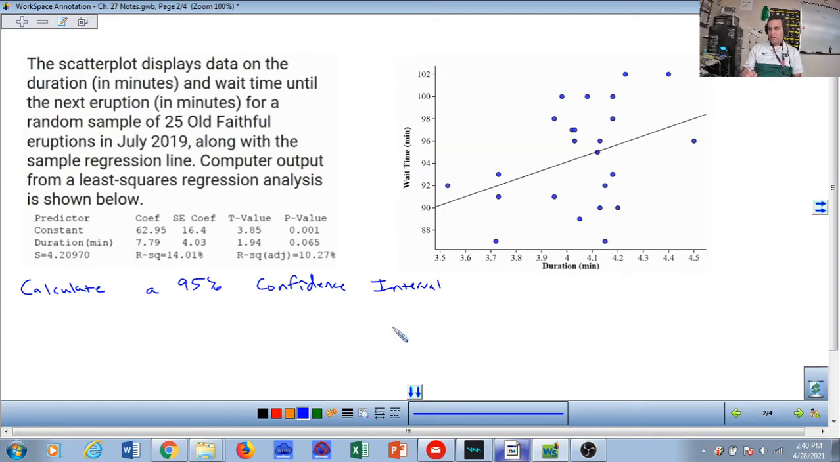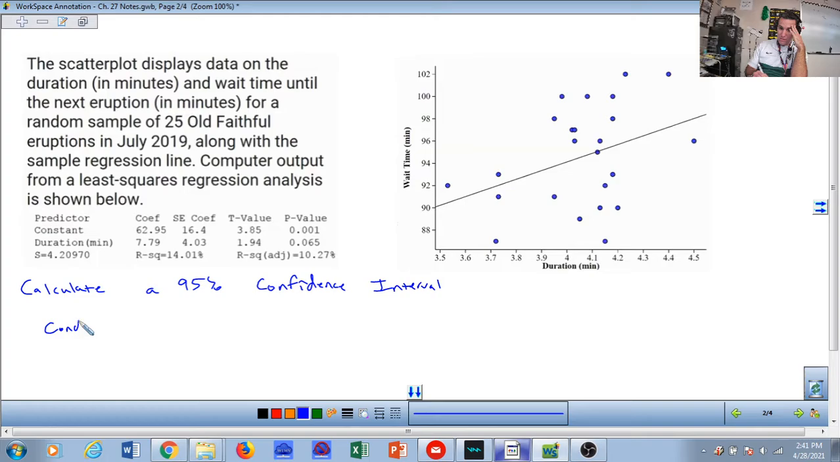Okay, so our 95% confidence interval. First thing we need to do, check conditions. They did not say anything about conditions having been met. So I don't have all the dots. I don't know what they all are exactly, so I can't really check. But we do have 25.